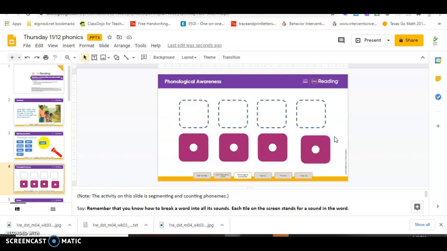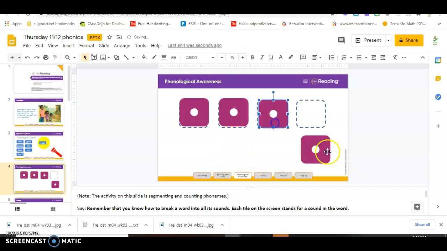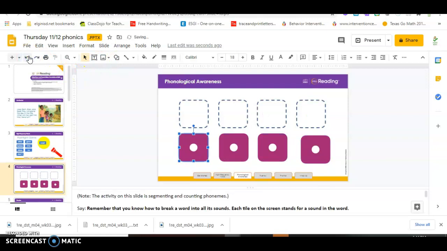The word is still. The sounds are s, t, i, l. I am holding up 4 fingers, so I'm going to move 4 tiles. S, t, i, l. How many sounds does the word still have? 4. 4 sounds in the word still. Okay, now you try it.